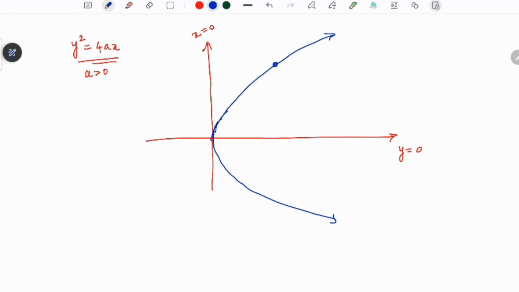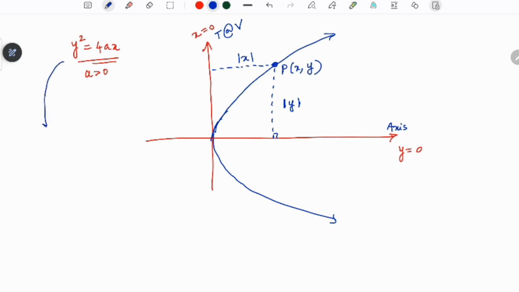If I take any point on the parabola, let's say this is x comma y. What is the distance between the point and the axis? That would be mod y. So this is x and this is y, no? So I am saying the distance here is mod y. What is the distance between the point and the tangent at vertex? That is mod x.